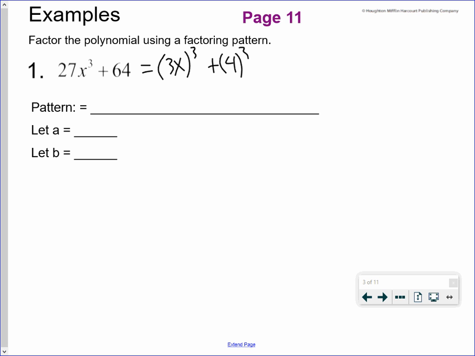Right? It's the same exact thing. 3x times 3x times 3x gives us 27x cubed, and 4 times 4 times 4 gives us 64. So our pattern here will be the sum of 2 cubes, right? We have 2 cubes going on over here, and we're adding them up. So our pattern will be the sum of 2 cubes. Our a value will be 3x, and our b value will be 4, right? It should be a cubed plus b cubed. So our a is 3x and our b is 4.